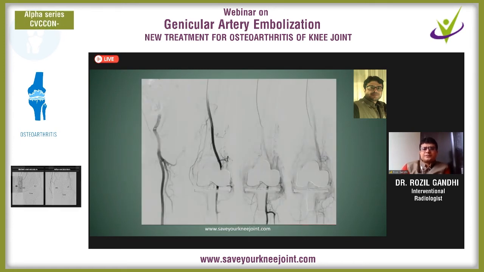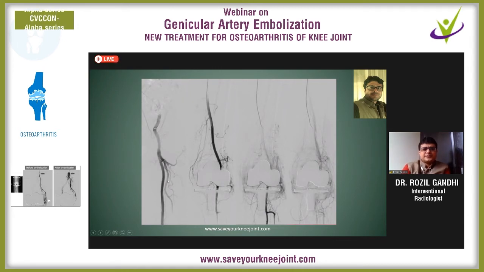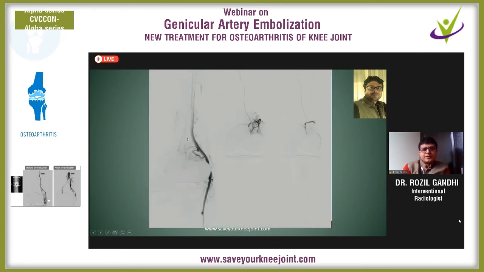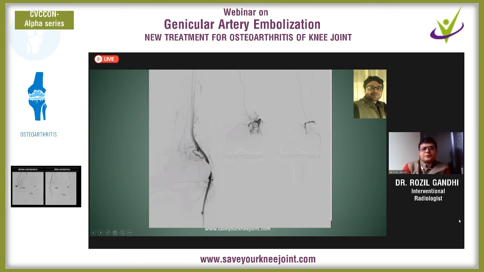Coming to the angiograms and cases, this is the common femoral artery angiogram, this is the superficial femoral, and this is the deep femoral. This is the distal femoral artery, this is the patient with TKR, this is the DSA image, subtracted image. You can see the black hypervascular blush more on the medial side. We are going super selectively into the medial artery, superior medial genicular artery. You can see the blush.